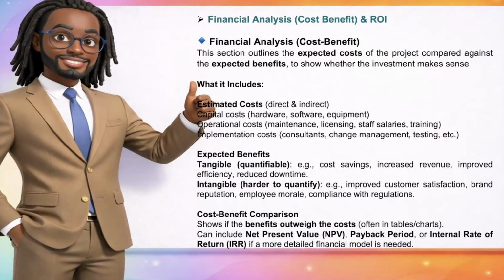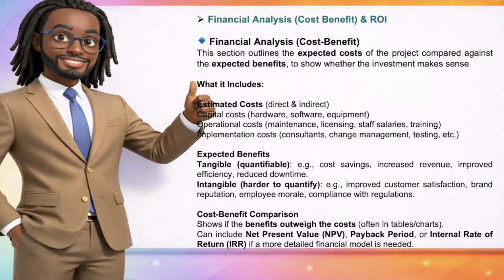Financial analysis, cost benefits, and return on investment. So financial analysis, cost benefits, what does it include? Estimate cost, which is direct or indirect: capital cost, hardware, software, equipment; operational cost, things like maintenance, licensing, staff salaries, training; implementation cost, which could be consultants, change management, testing.